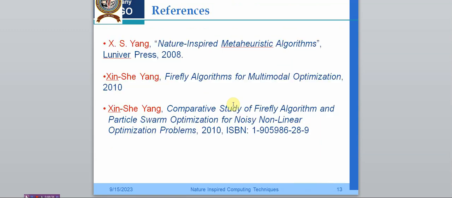Then we can go for some of the references here. As you know, Xin-She Yang developed this algorithm. This is Firefly Algorithm for Multimodal Optimization in 2010. Similarly, X. S. Yang, the same author, in 2008 developed Nature-Inspired Metaheuristic Algorithms, published by Luniver Press. Then the same author wrote a comparative study of firefly algorithm and particle swarm optimization for noisy nonlinear optimization problems in 2010, and the ISBN number is given. So these are some of the references given.